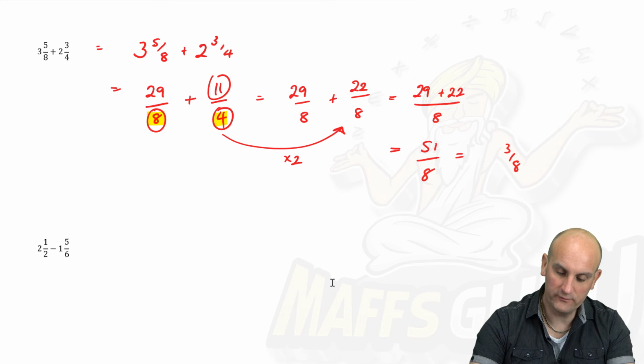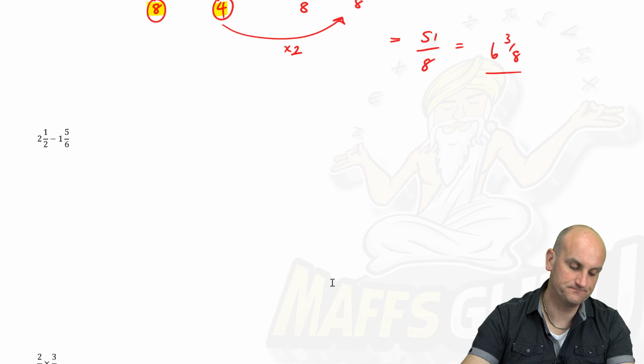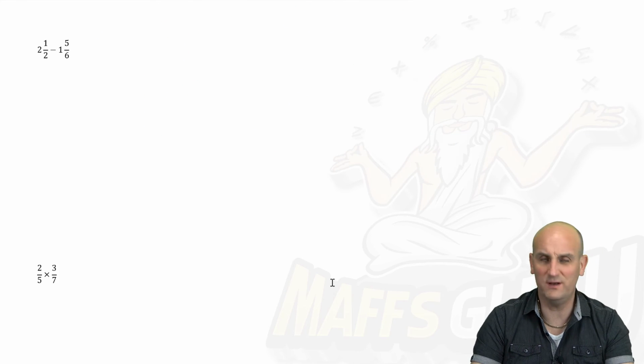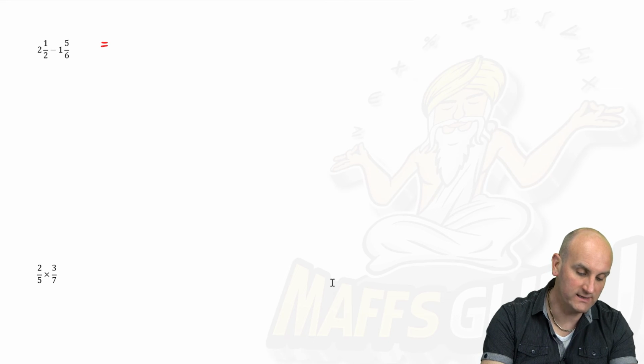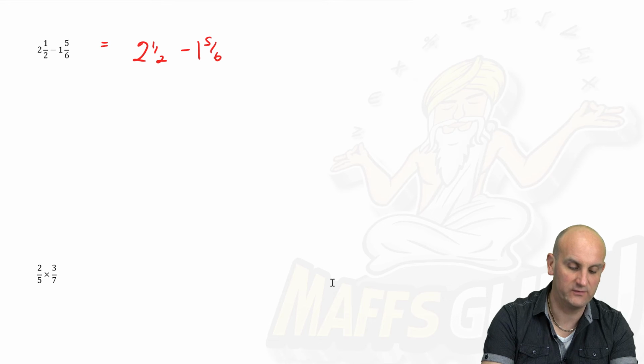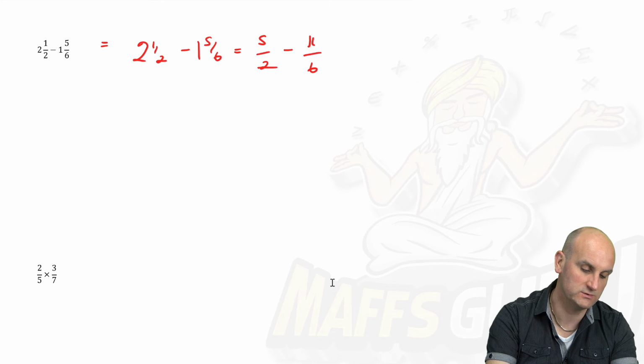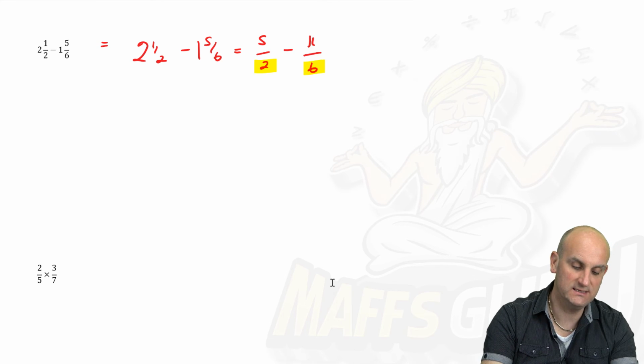Let's just write that as 6 and 3/8. 2 1/2 minus 1 and 5/6. Again, write it as top heavy. 2 1/2 minus 1 and 5/6 becomes 5 on 2 minus 6, 7, 8, 9, 10, 11 on 6. So we ask the question, does 2 go into 6? Let's just undo those 2 strokes. Does 2 go into 6? Yes, so in which case it makes sense just to leave them as 6s.